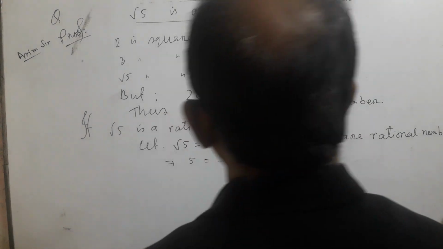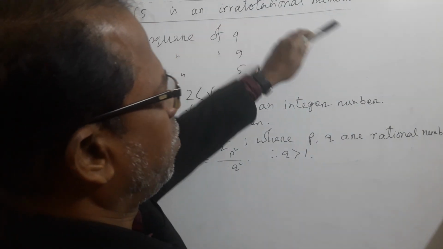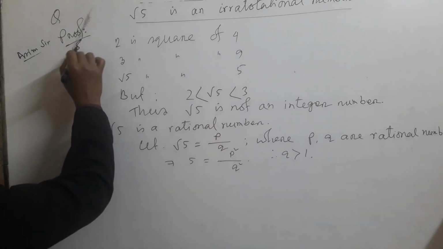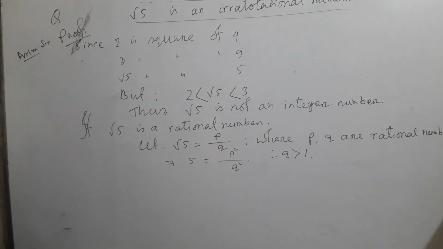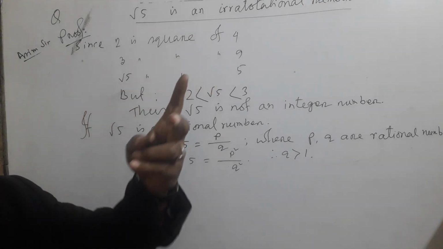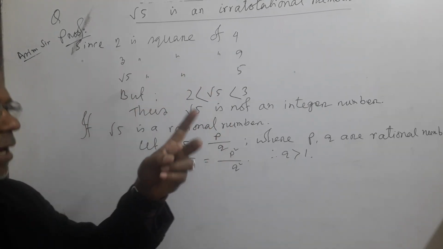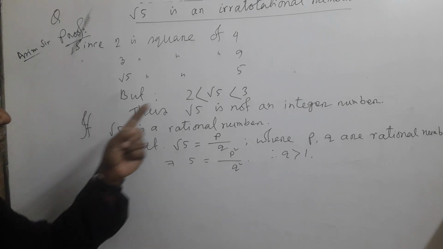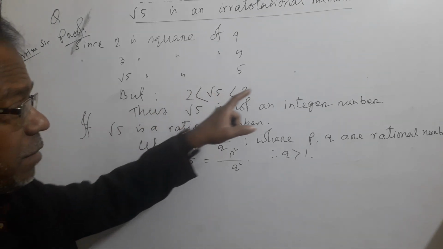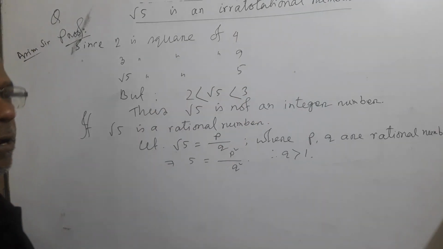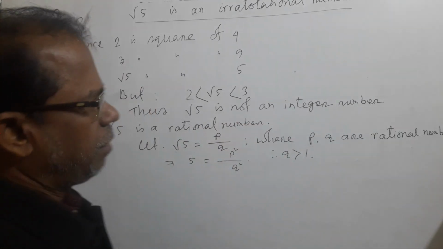Well, root 5 is an irrational number. Since 2 is the square root of 4, 1 is the square root of 1, and 3 is the square root of 9, root 5 lies between 2 and 3. So root 5 is less than 3 but greater than 2, and 2 and 3 are the neighbouring integers of root 5. Thus root 5 is not an integer.